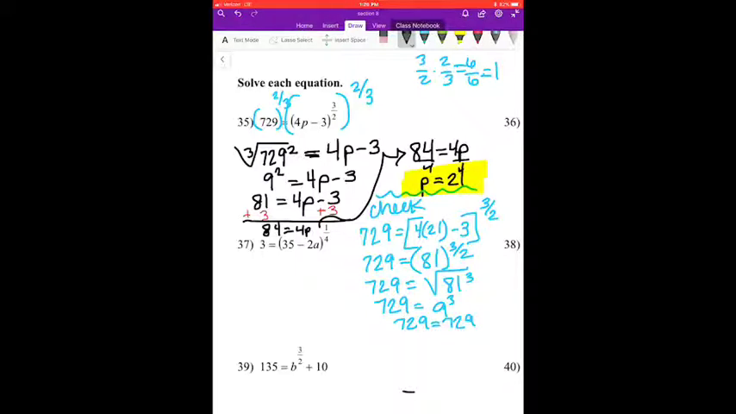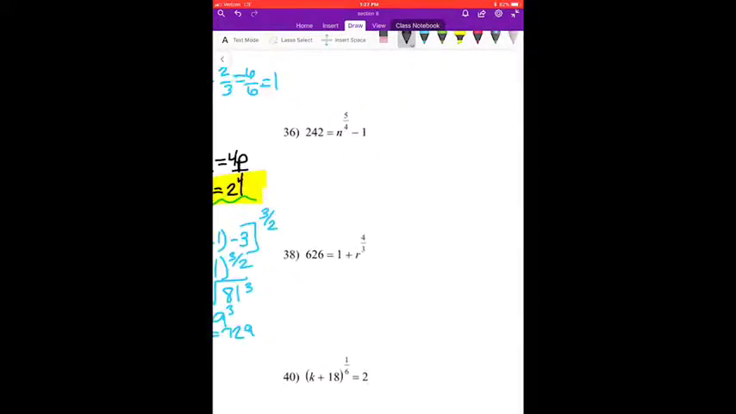Yeah, I'll do another one. One or two more. Let's look at 36. Okay, I don't have parentheses, but I do have a rational exponent. I don't want to mess with it though until whatever that term is isolated. So what should I do first? Add 1 to both sides. Yeah, so we can isolate it. So 242 plus 1 is 243 equals n raised to the 5/4.